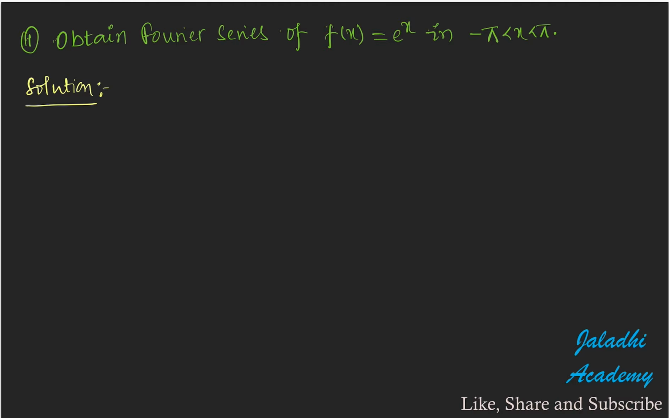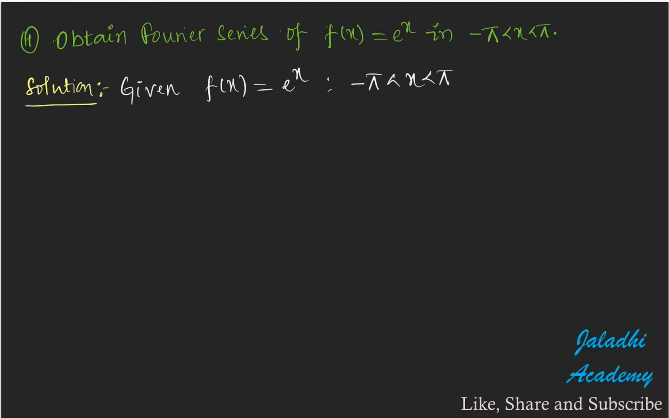pi to plus pi. The function is given as a periodic function. So take down the given function f of x equals e power x, which is defined for minus pi less than x less than pi.